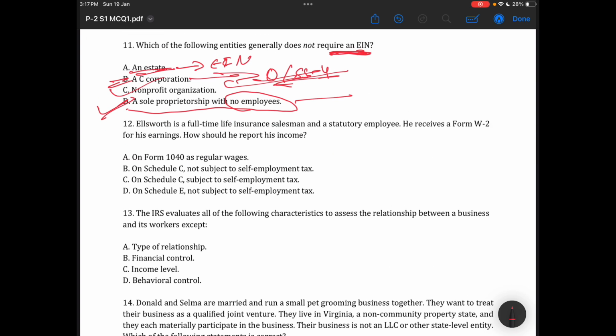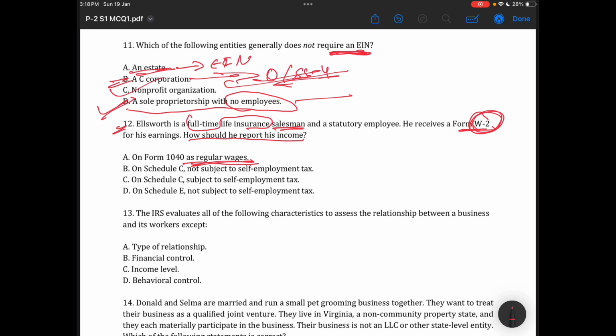The next question is 12. Here he's a full-time life insurance sales agent and a statutory employee. He received a W2 for his earnings. How should he report his income? There is one important concept in chapter 1: who needs to report their income in form W2? If you don't get it, or if you are following any other study material, please comment. I'll say the important point is who needs to receive the form W2. In this question, for form 1040 as regular wages, how should he report?